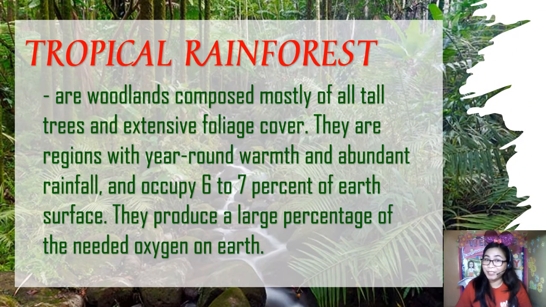Let us now start learning about the tropical rainforest. These are woodlands composed mostly of tall trees and extensive foliage cover. They are regions with year-round warmth and abundant rainfall, and occupy 6 to 7% of Earth's surface. They produce a large percentage of the needed oxygen on Earth.